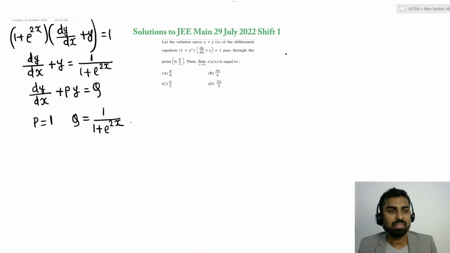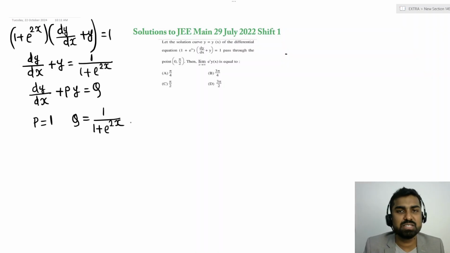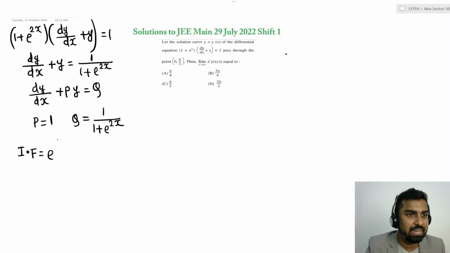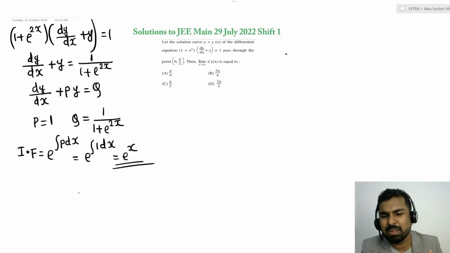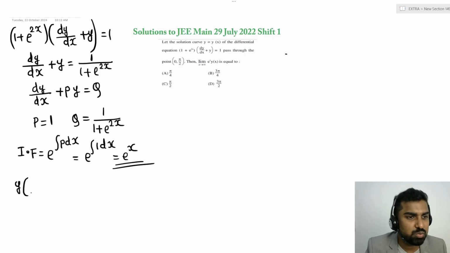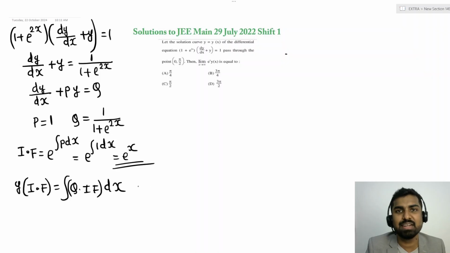Before solving, we first find the integrating factor, as that is the topmost priority. The integrating factor will be equal to e to the power integral of p dx. Since p is 1, the integral of 1 dx is x, so e raised to x. That's the integrating factor. After finding it, go for the solution: y into integrating factor equals integral of q into integrating factor dx.